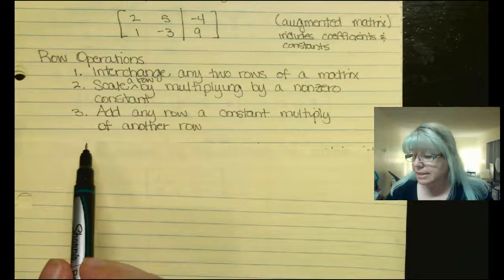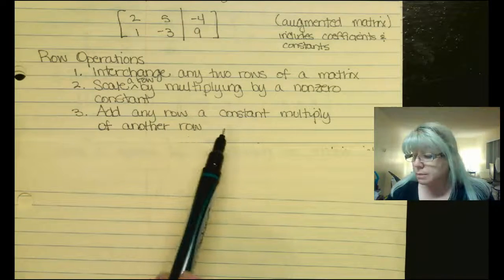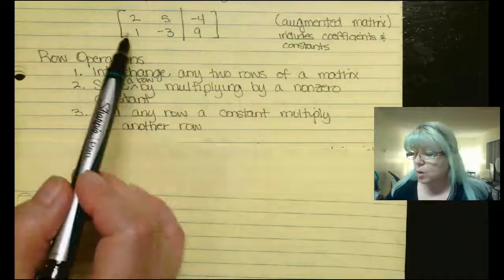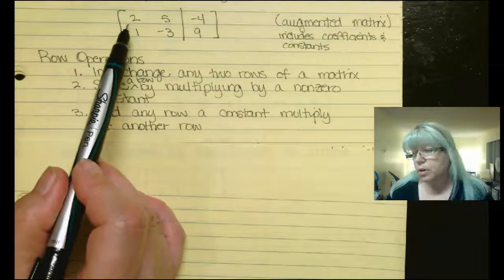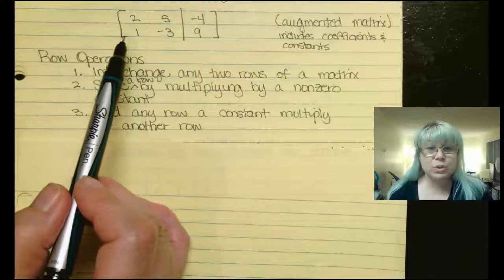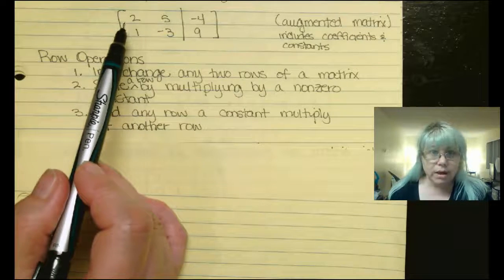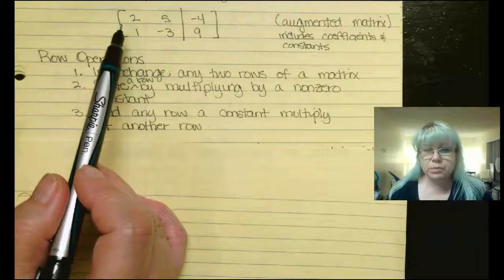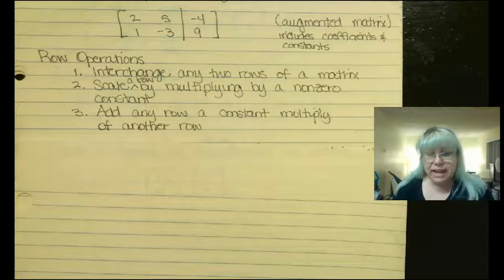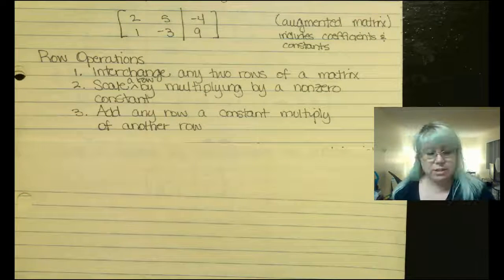The third is I can add to any row a constant multiple of another row. For example, I can take row 2, multiply it by -2 and add it to row 1 and leave it in row 1. That's something I can do. So I can scale a row, add it together, and leave it in that new location. That is this third operation.